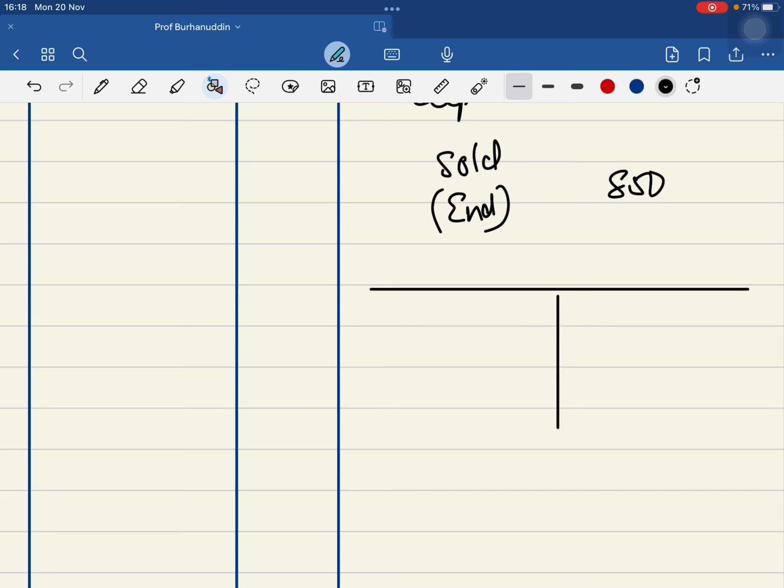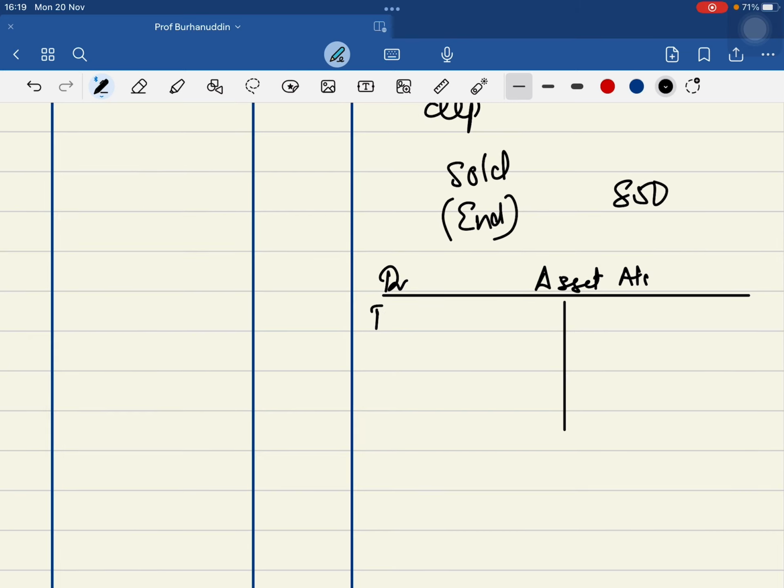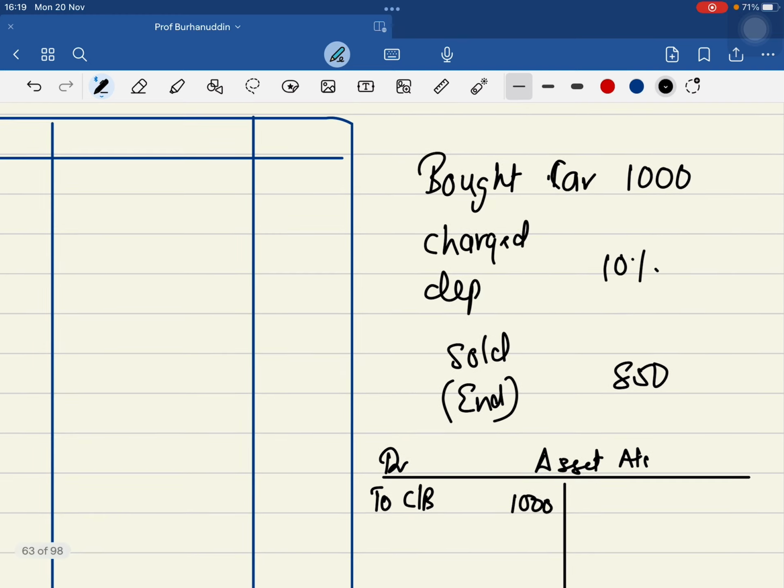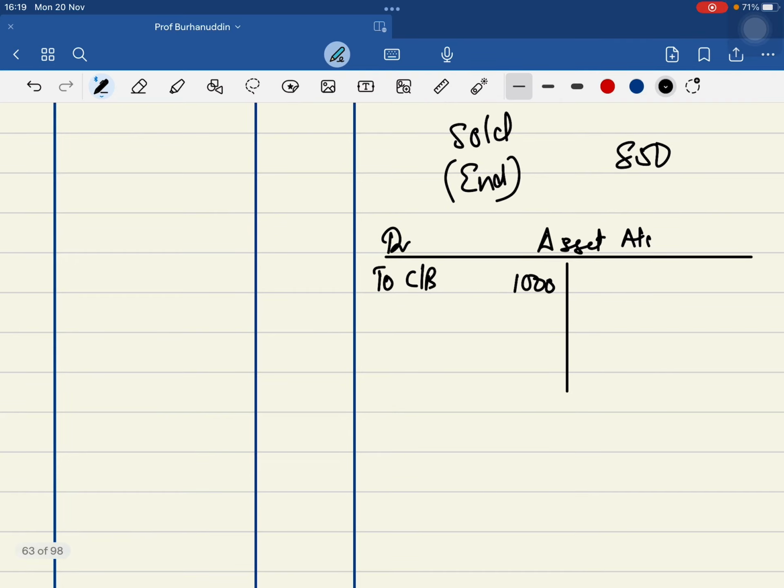This is your asset account. When you buy, can I say the asset account will be debited? When you're buying, the asset comes in, so the entry becomes asset account debit, and you'll have to pay. Cash goes out, so here you are writing to cash and bank account. Is it 1,000? Yeah. You're buying an asset for 1,000.